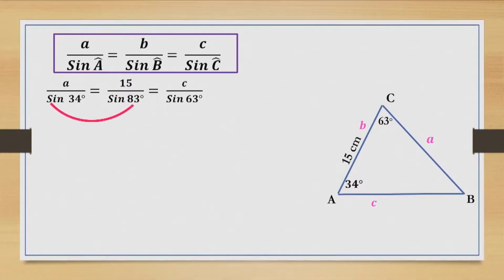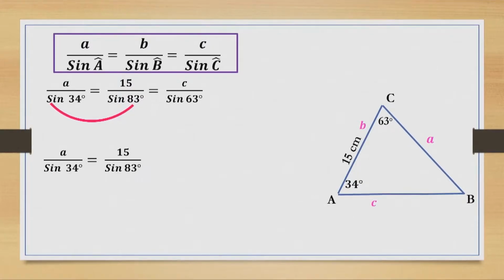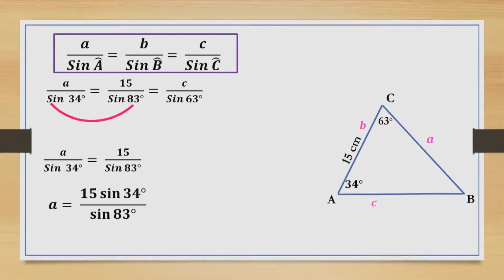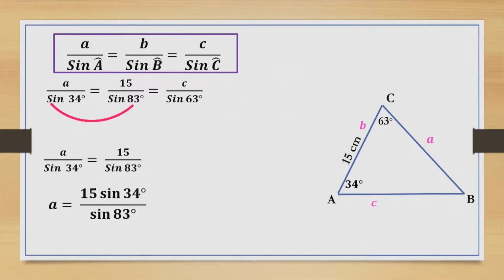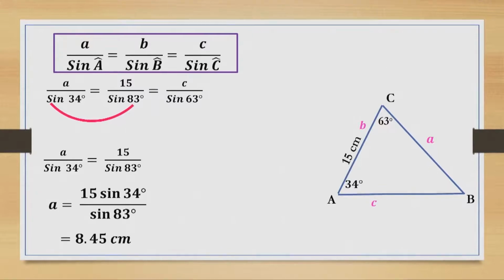Now I take the first two. So I have a over sine 34 degrees equal to 15 over sine 83 degrees. Cross multiplying and simplifying, I get a equal to 15 sine 34 degrees over sine 83 degrees. So a is equal to 8.45 centimeters.